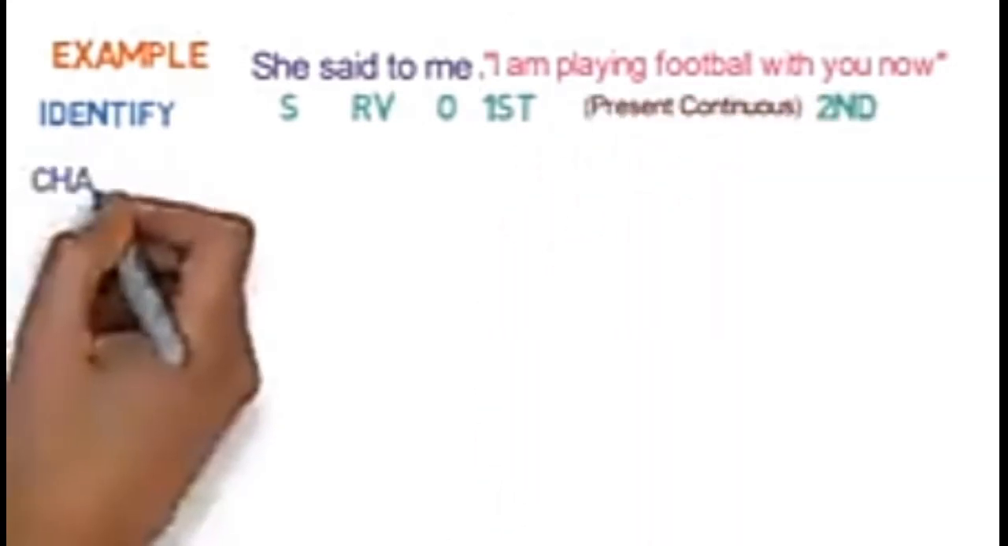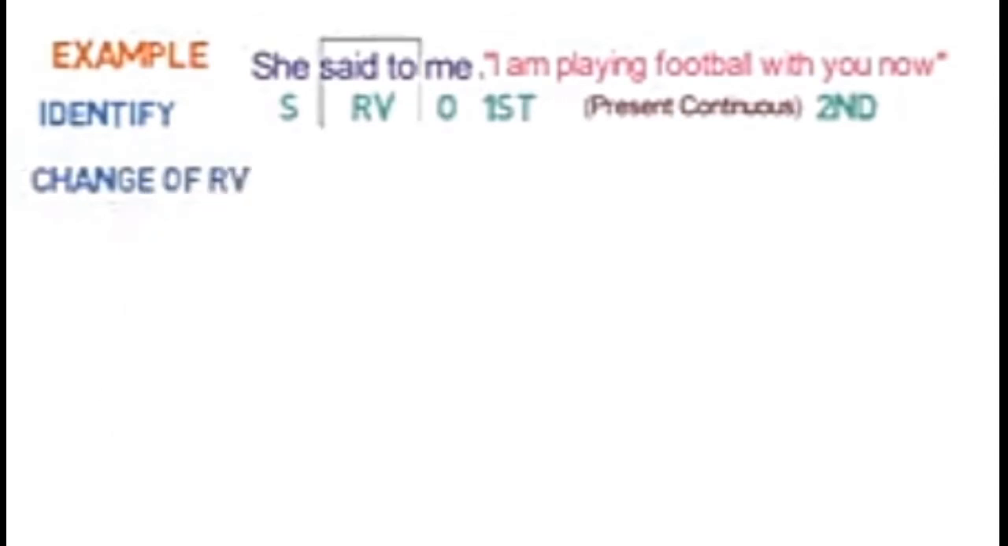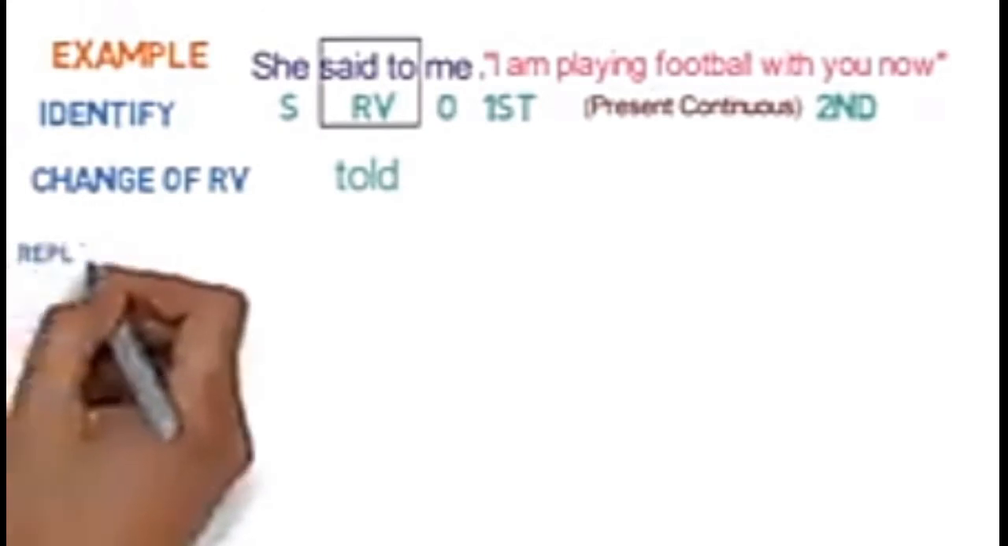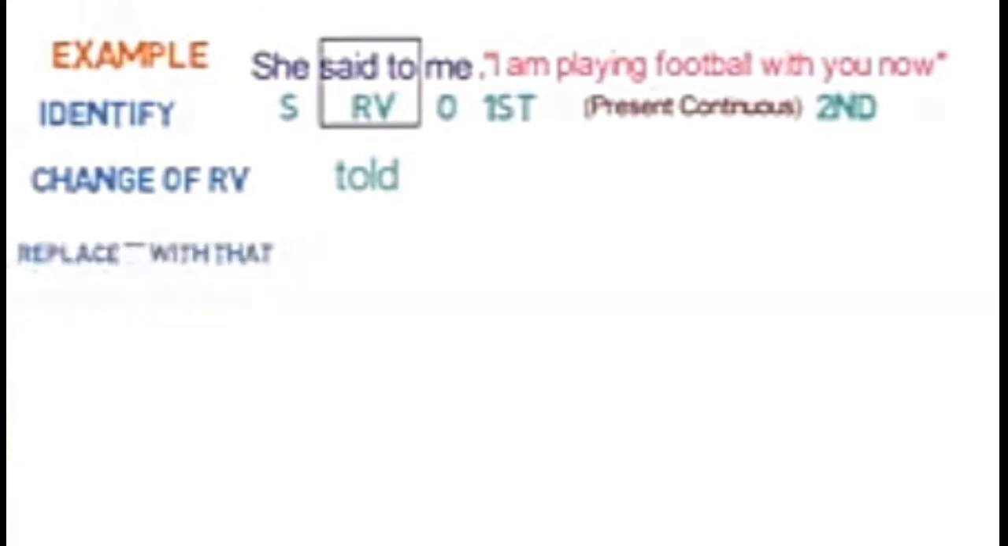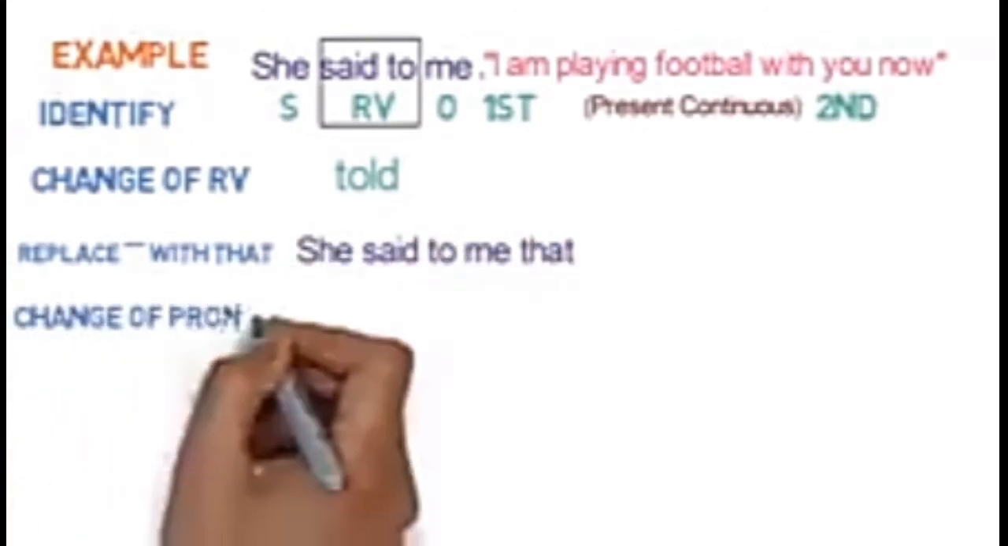Second step is the change of reporting verb. Said to will become told here. Third step is to replace inverted comma with that. So the sentence will become like this. She told me that. Fourth step is change of pronoun.